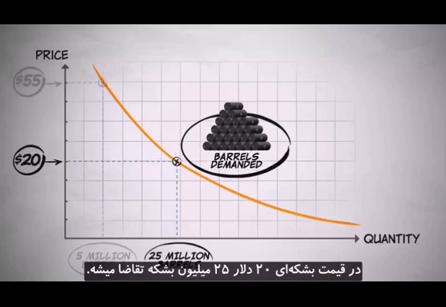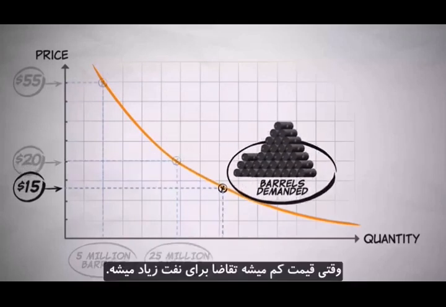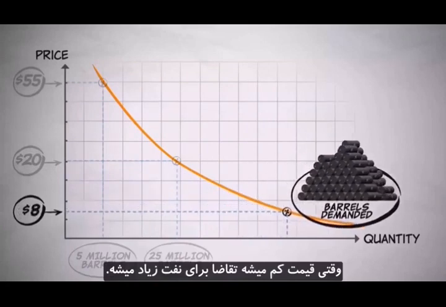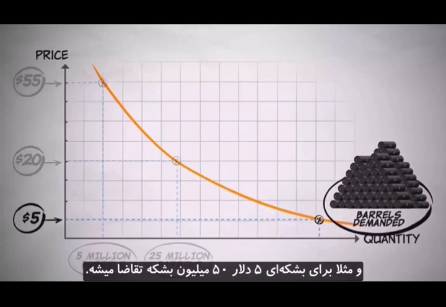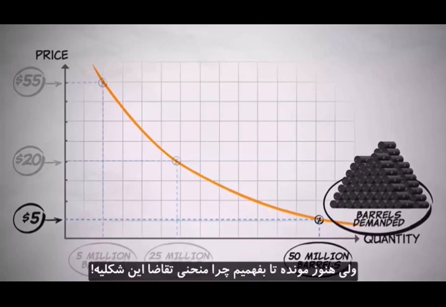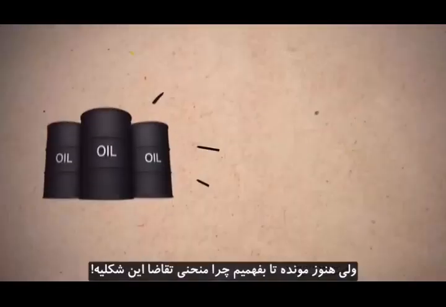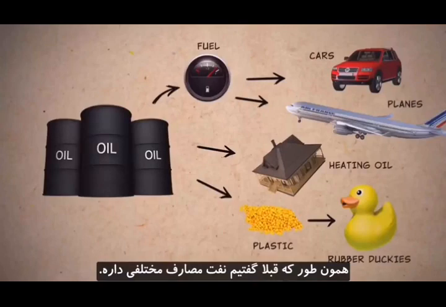At $20 per barrel, 25 million barrels are demanded. As the price goes down, the demand for oil increases. And at $5 per barrel, 50 million barrels of oil are demanded. But there's more to why the demand curve looks like this. As we mentioned before, oil has many uses.